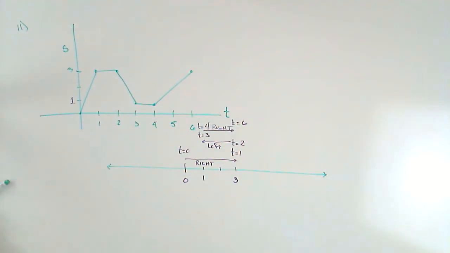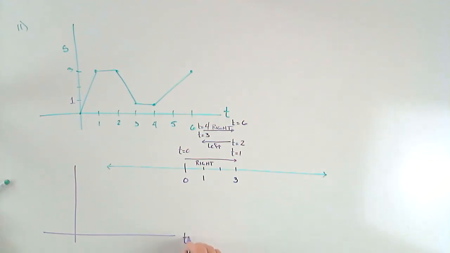Now, it asks us in question number 11, when is the particle moving to the right? Well, from 0 to 1 and from 4 to 6. When is it moving to the left? Well, it's moving to the left from 2 to 3. When is it standing still? 1 to 2 and 3 to 4. Then it says, draw a velocity curve, graph the velocity of the function.